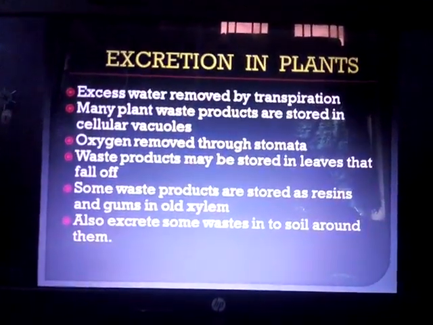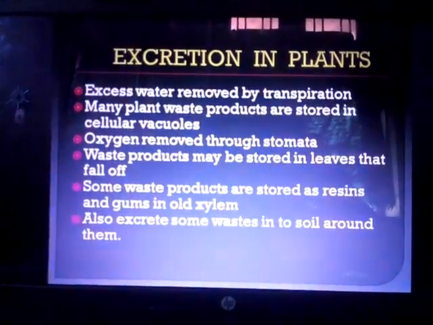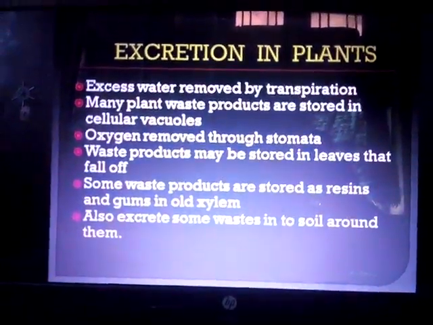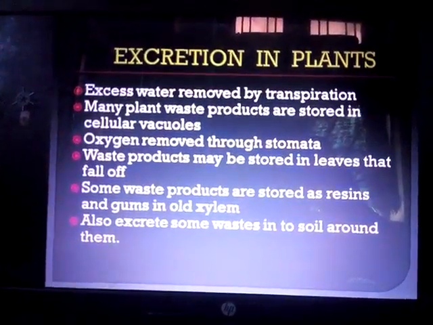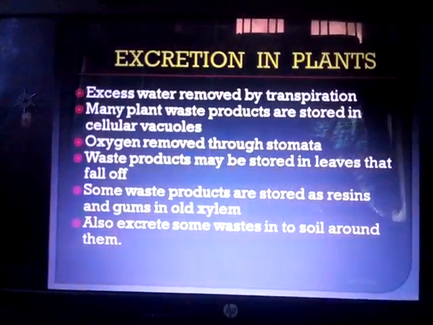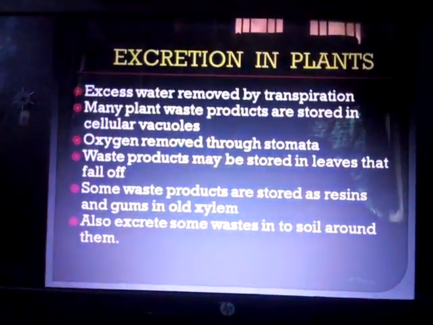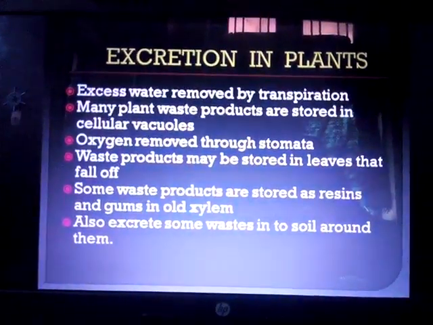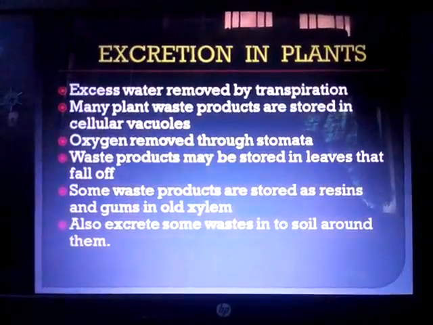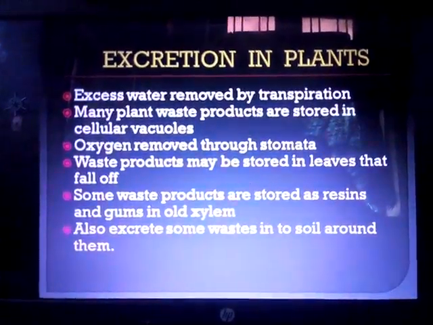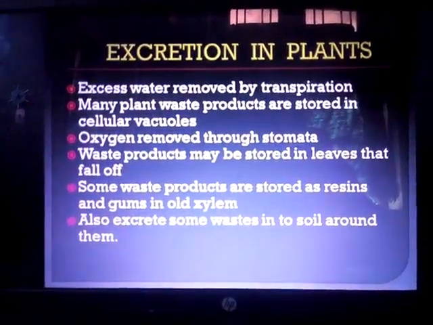So the first one, excess water removed by transpiration. Transpiration, you know that, is the removal of water as vapor through stomata. So the excess water is removed by the process of transpiration, and many plant waste products are stored in cellular vacuoles. And you know that oxygen is a waste product in photosynthesis, so that can be removed through the stomata.